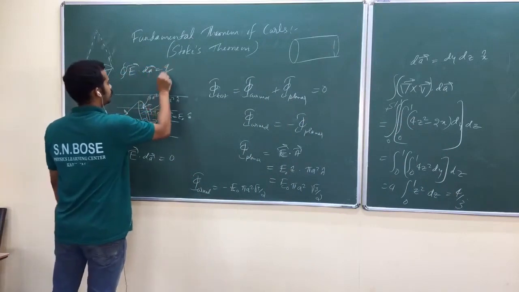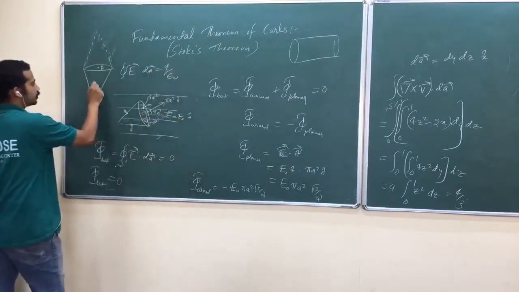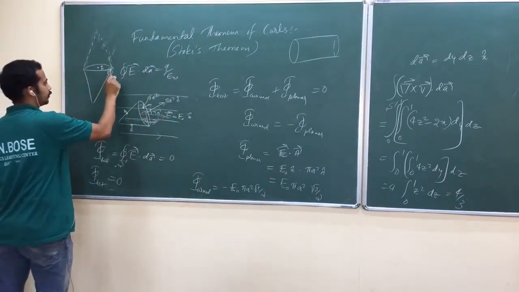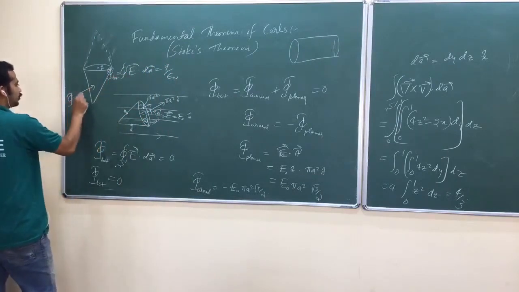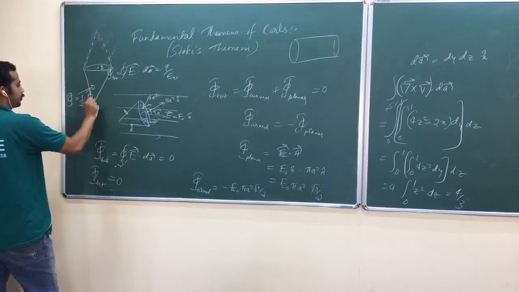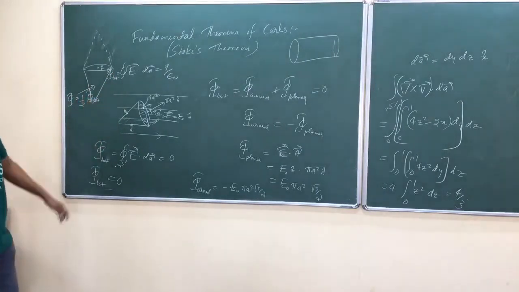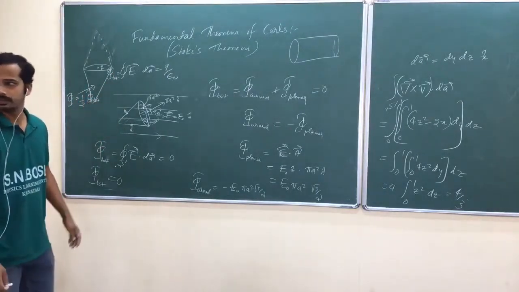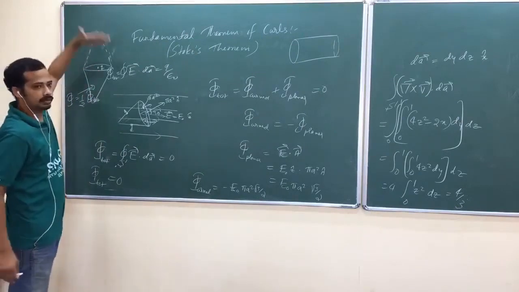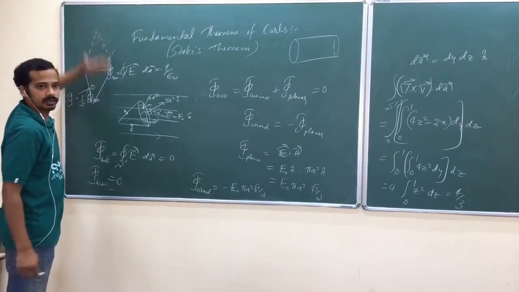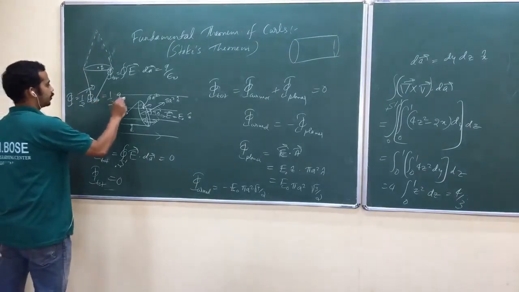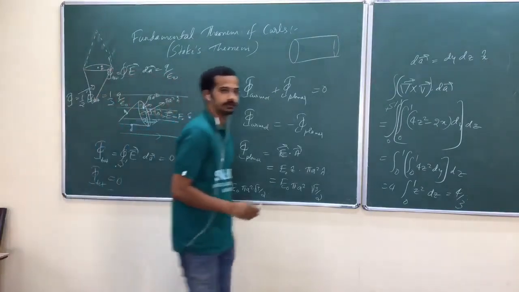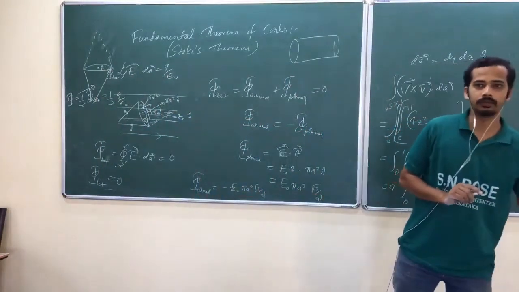What is this one? Q by epsilon naught. What is the flux through this one? Half of this one. This is total. Am I right? So this flux should be equal to half of the total. Isn't it? Don't you feel like that? That's a symmetry. This should have taken half of the flux. That's why that's equal to half of Q by epsilon naught. That's it. This is how you have to apply Gauss law.